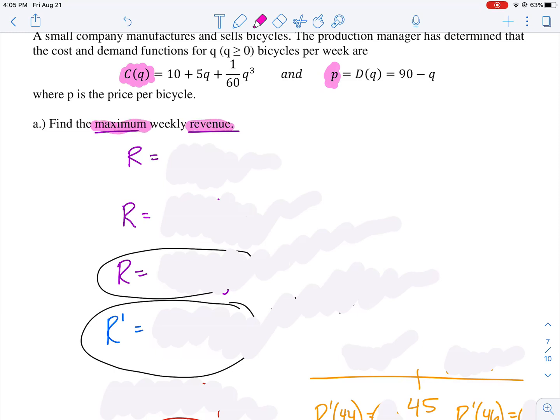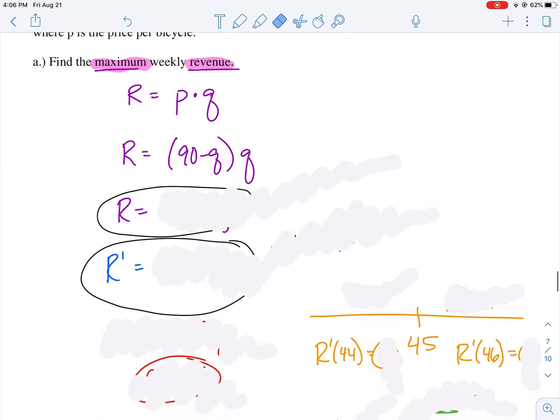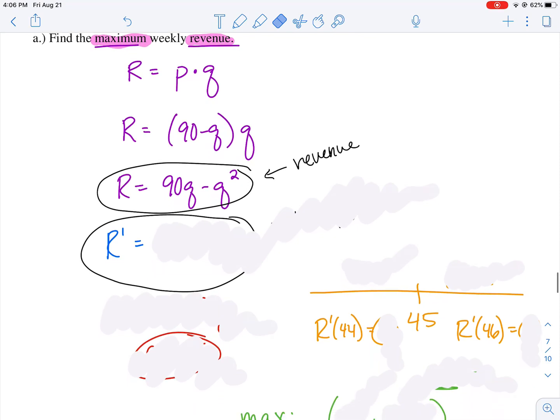We need to then figure out what the revenue equation is so that we can find the maximum revenue using my derivative and making sure that the derivative goes from positive to negative, right? Because that tells me I have a maximum there. To find the revenue function, remember revenue is always Q times P or P times Q. So we have our P, which is our 90 minus Q, times Q. Q times P to give us our revenue function. I can distribute that Q and simplify my revenue function as 90Q minus Q squared.